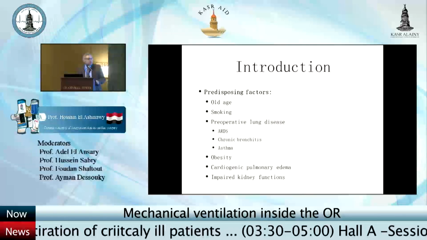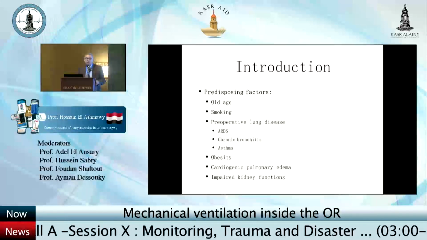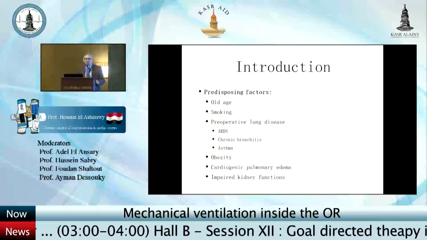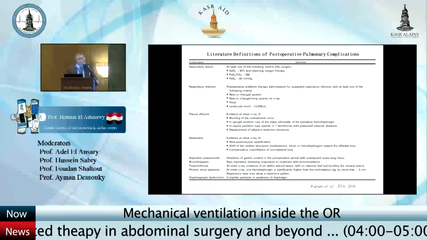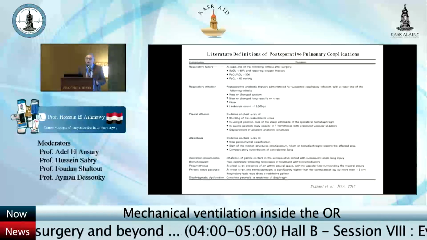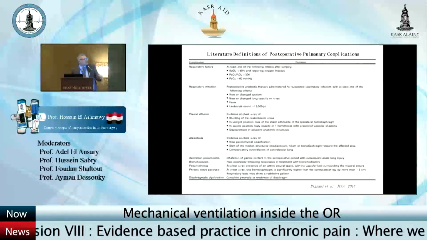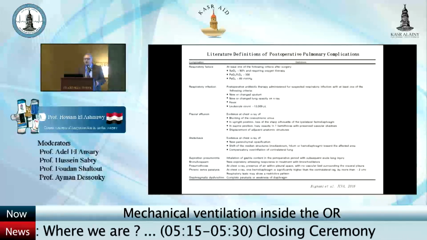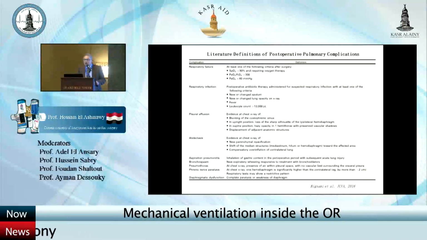So what are the predisposing factors? I think most of them apply to any cardiac surgical patient: old age, smoking, preoperative lung disease like ARDS or chronic bronchitis, asthma, obesity, cardiogenic pulmonary edema, and impaired kidney function. In the literature, they define some of the terms of post-operative pulmonary complications, and of course the scope is wide, but because the slide is a little bit tiny, I will tell you that there appears to be some sort of respiratory failure, lung infarctions, pleural effusions, atelectasis, aspiration pneumonia, etc. The list goes on.